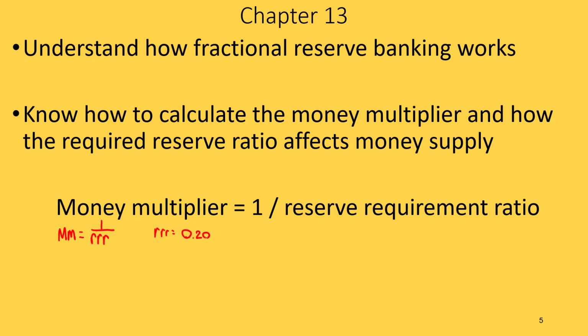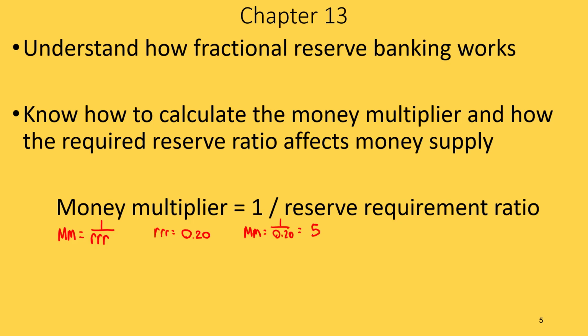Whoever gets the other 800 is then going to spend it. Wherever they spend it, that money might end up in a bank somewhere, and the bank's going to have to hold on to 20% of that 800, and they can loan out the rest. And that's how these banks kind of multiply money. So with that in mind, if the required reserve ratio is 20%, then our money multiplier is equal to 1 over 20%. That's going to be equal to 5.